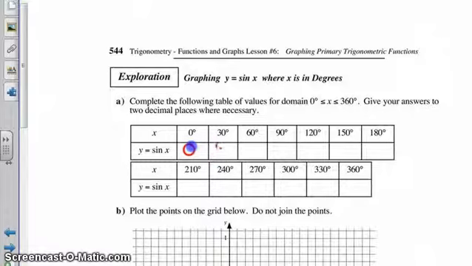The y value at 30 was a half. Then it went root 3 over 2. The y value at 90 was 1. The y value at 120, as it starts to come back down and get shorter, was root 3 over 2. Then it was a half, and then it was back down to 0.